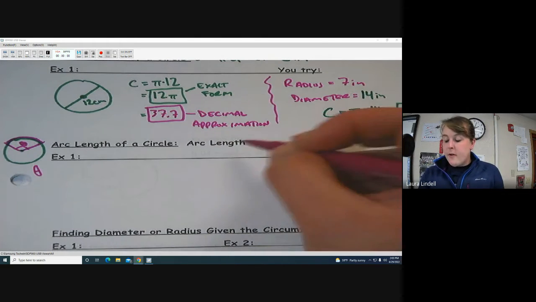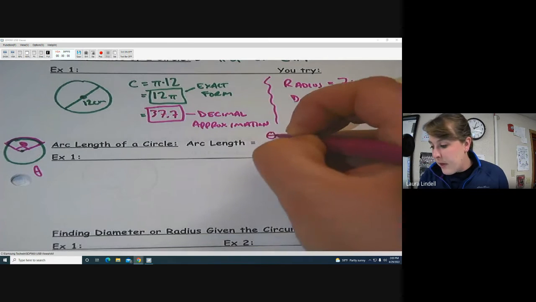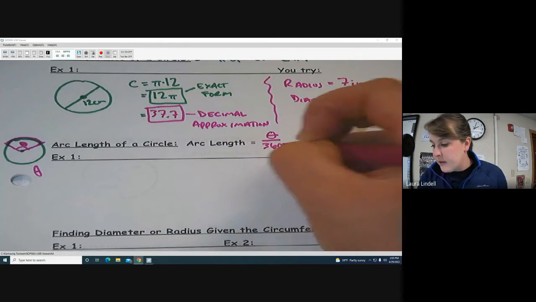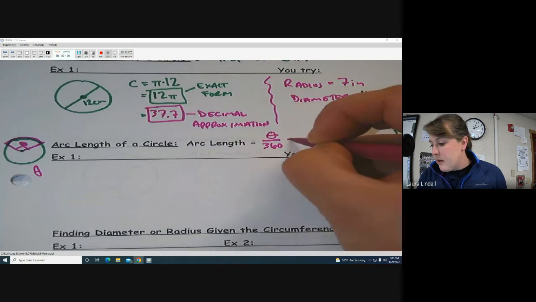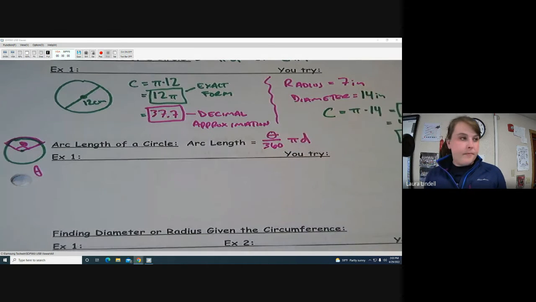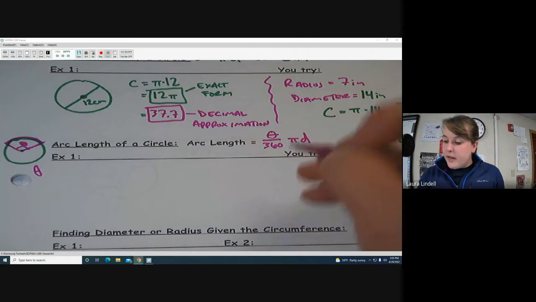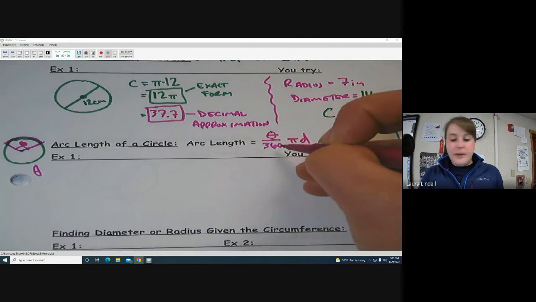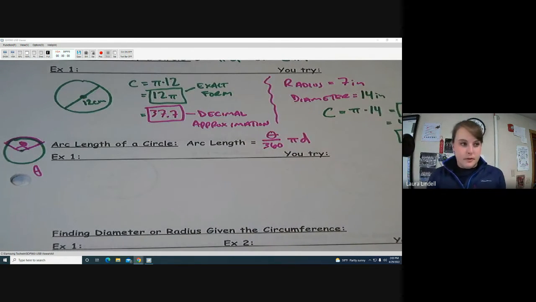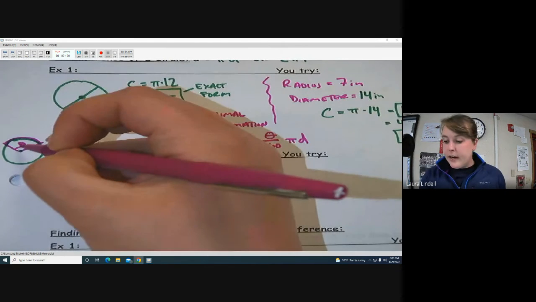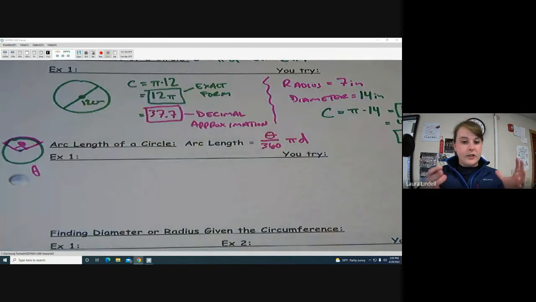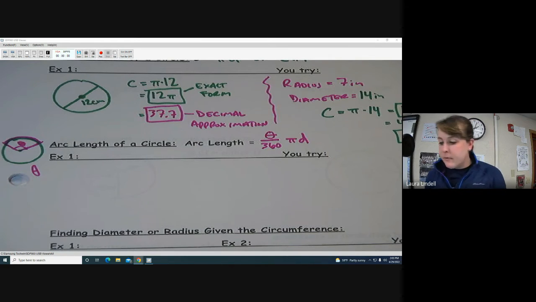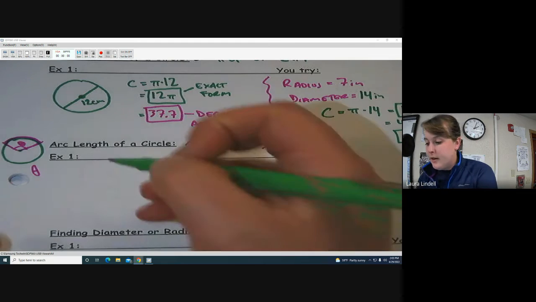And so the equation for arc length is going to be the angle theta divided by 360 times pi times diameter. So it's like you're taking a fraction of the circle, because there's 360 degrees in a whole circle. We're taking our angle divided by 360 to get just a portion of the circle, and then times the circumference, the pi times diameter portion of it. So for our first example, we're going to do one with a picture.